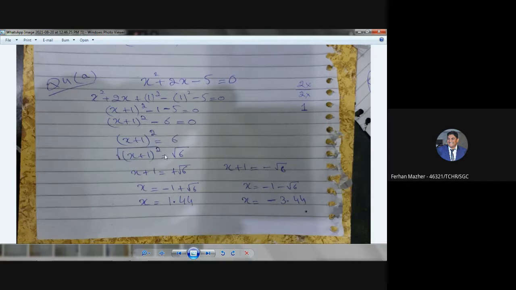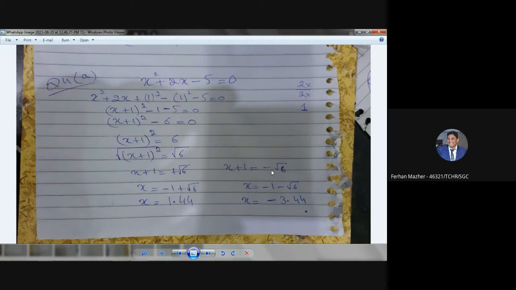I will take the square root on both sides. So the square root and the square will cancel. You will have x plus 1 equals root 6, whose value we can find out. I forgot to write plus minus here, but whenever you take the square root, for example the square root of 6, the answer will be plus root 6 and minus root 6. So now I will have two cases. One is x plus 1 equals plus root 6. The other case is x plus 1 equals minus root 6.